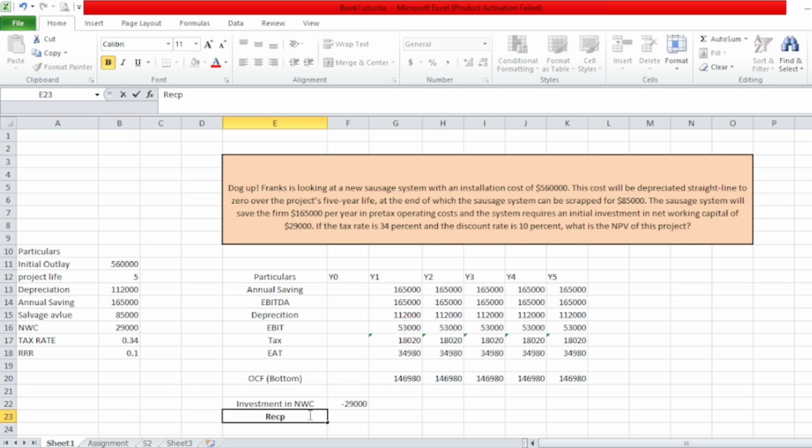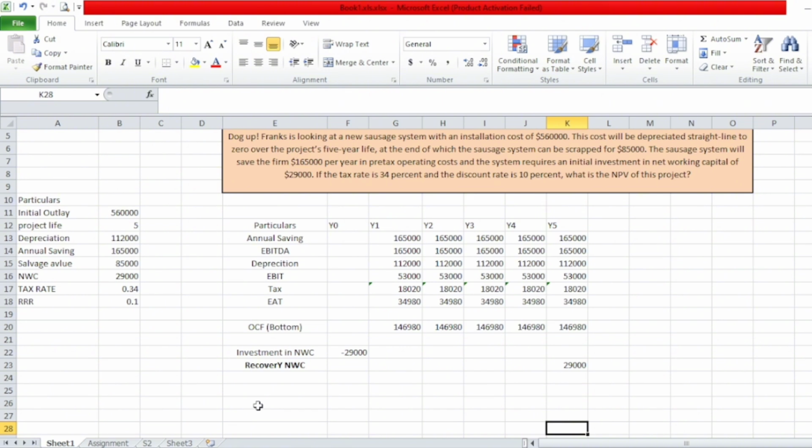So the recovery of net working capital happened in year five. Now we will do the initial outlay. Same, I'm putting a negative. It was recovered as salvage value in year five. It was 85,000.